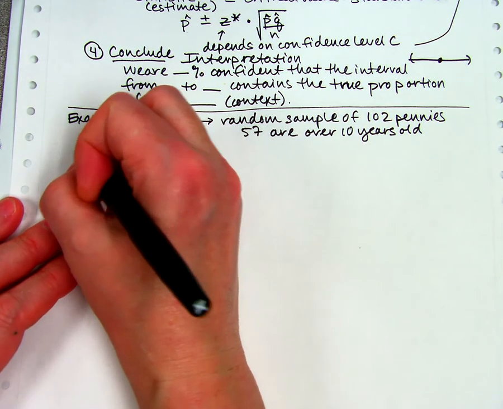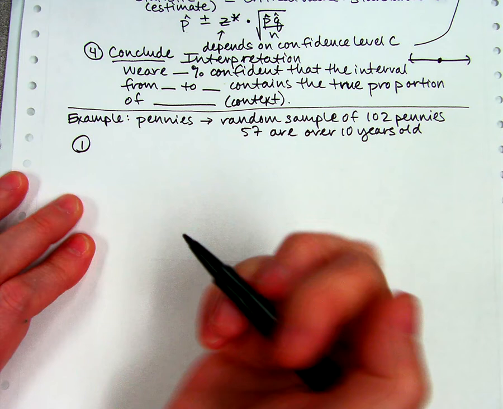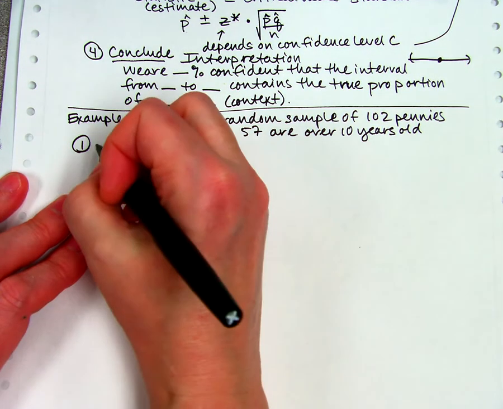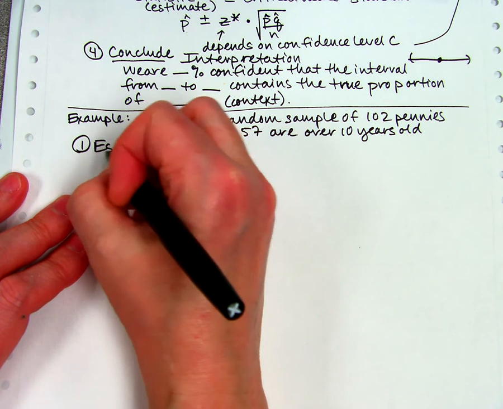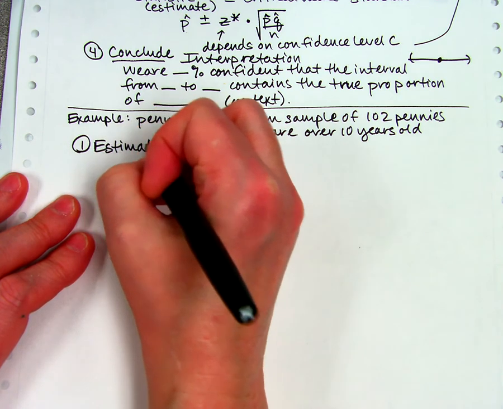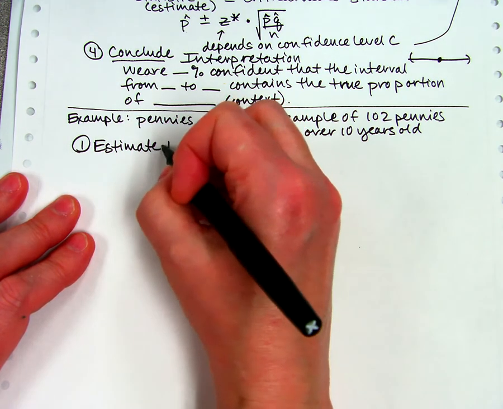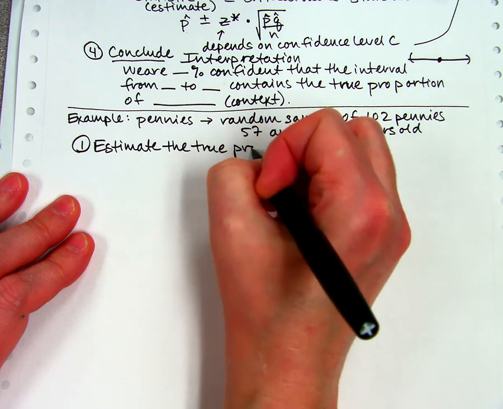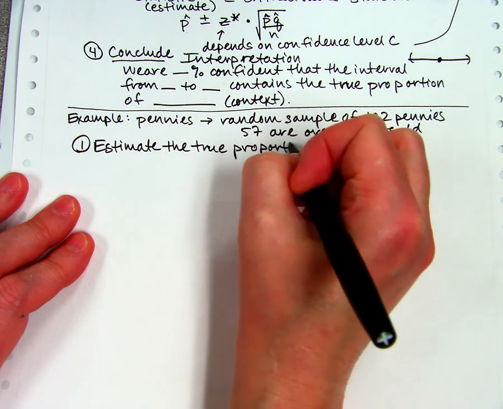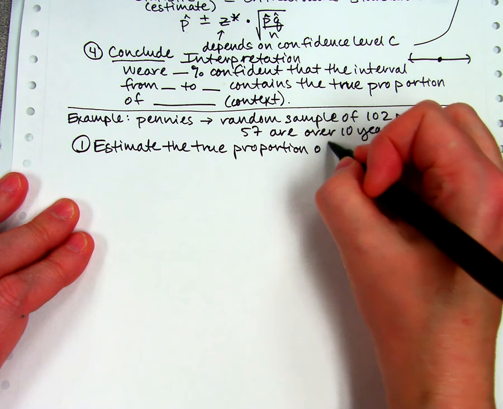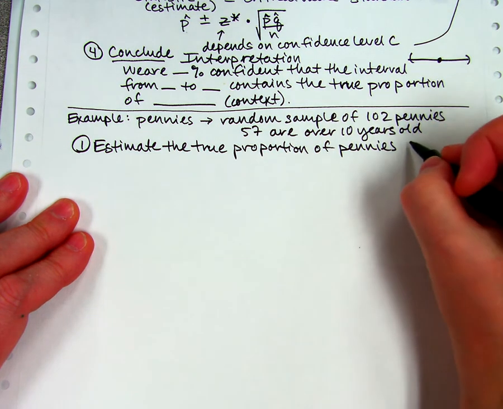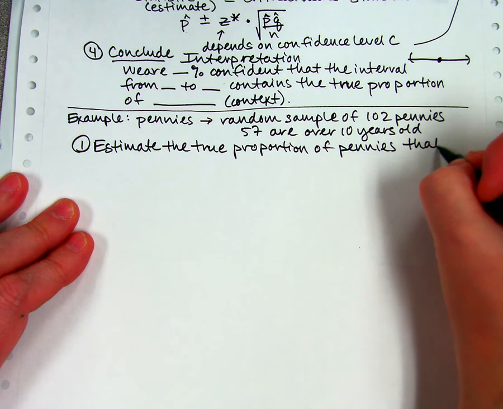I'm just going to do the 4 steps. And I'm going to start by saying what we want to state in our state step. We want to state the parameter we want to estimate. What is it we want to estimate? We want to estimate the true proportion of pennies in our population that are over 10 years old.